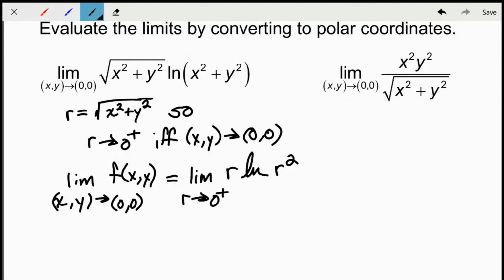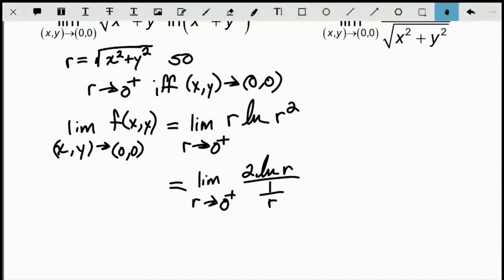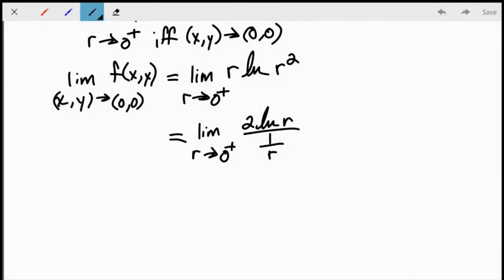Okay, so right now we've got essentially 0 times infinity, which is what we had before, but now we can actually use a technique to solve this, because we can use L'Hopital's rule here. So I'm going to rewrite this as the limit as r approaches 0 from the right of 2 natural log of r over 1 over r. You may or may not remember that from when we did L'Hopital's rule in MVC calculus, but what I'm trying to do is make either 0 over 0 or infinity over infinity show up within my limit so that I can apply L'Hopital's rule. In this case, we got infinity over infinity.